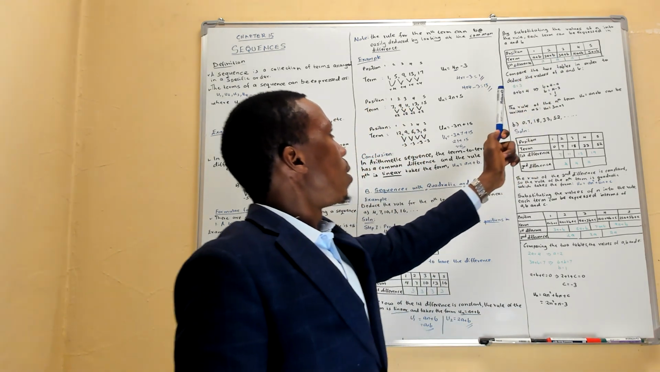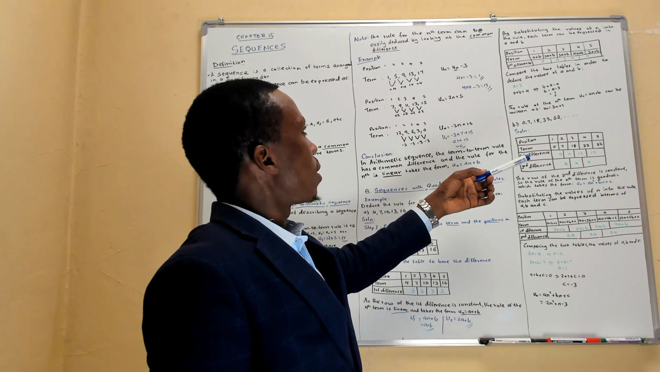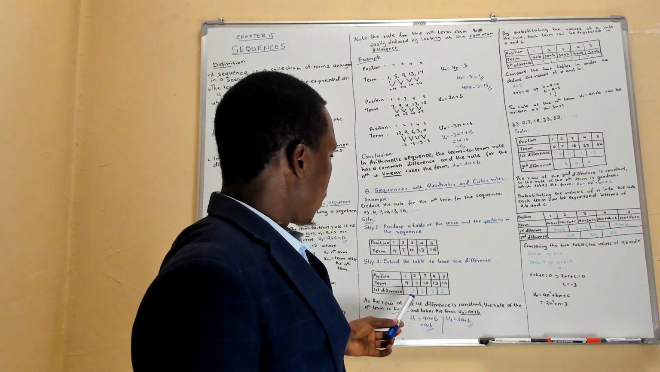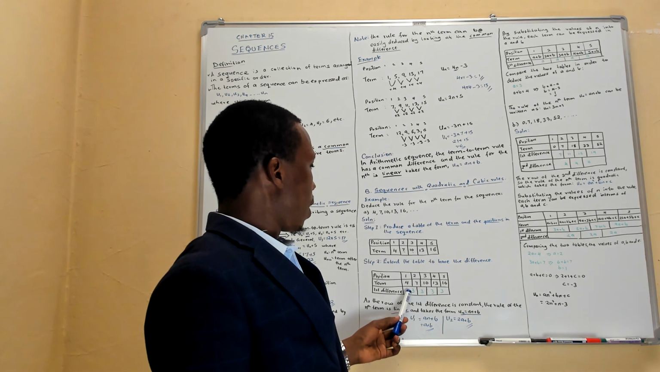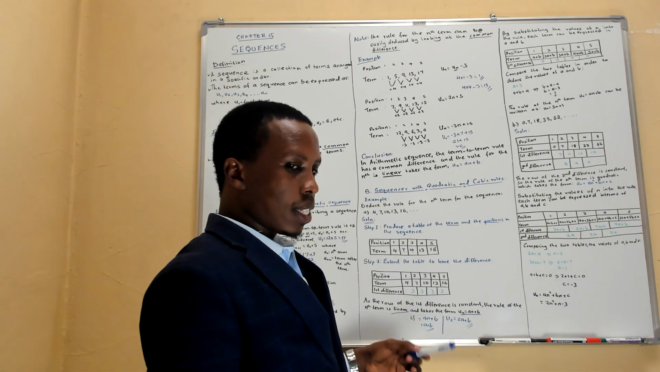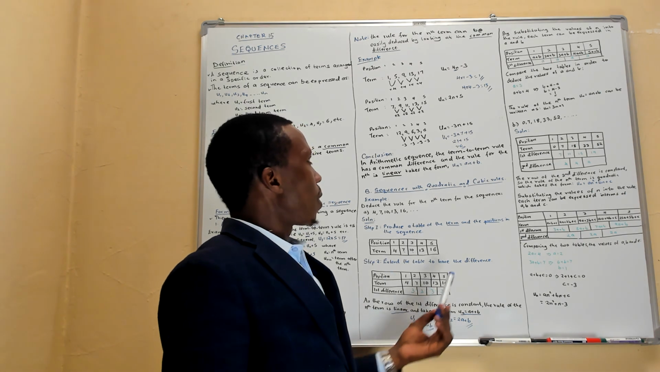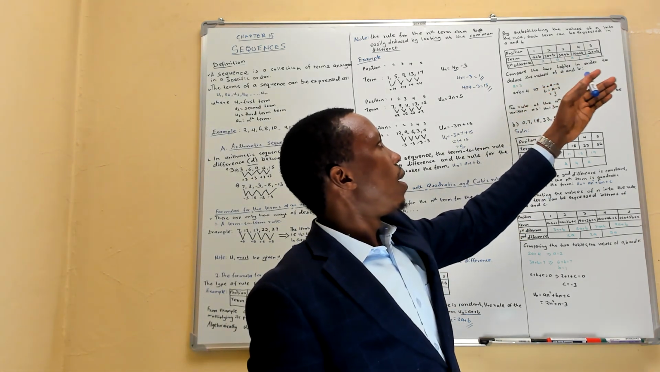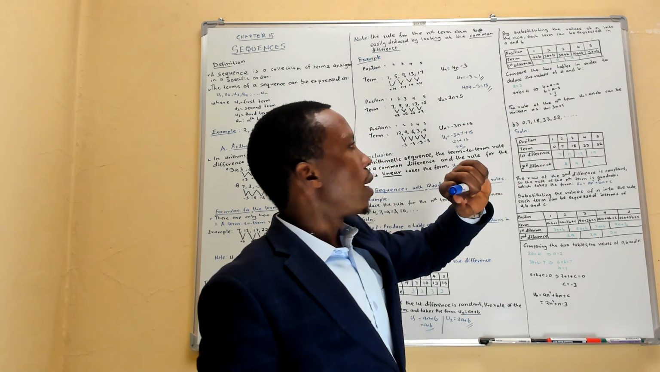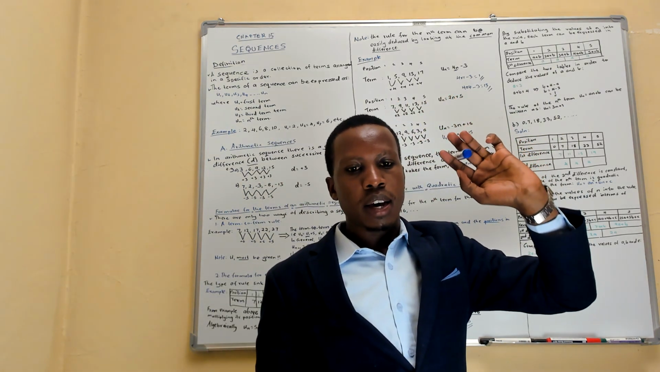Now, my common difference a is a constant. My common difference here is 3, which is a constant. Because it is 3, I'll represent it by a common term a.